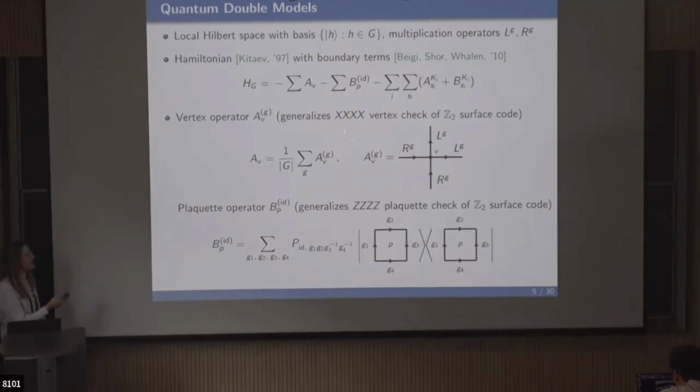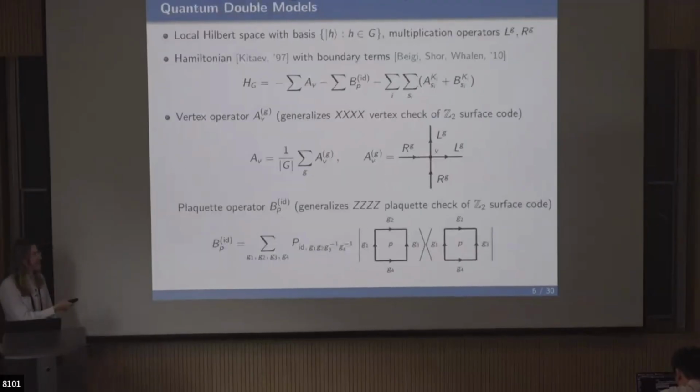Now, the vertex terms are like this. They generalize the XXXX check. But now we have left and right multiplication operators for the group elements. And then the BP terms generalize the ZZZZ checks. In this case, they basically take the product of group elements with their orientation, and we project it onto the identity. So in gauge theory language, this imposes trivial charge, and this imposes trivial flux. And furthermore, we will consider codes on manifolds with boundaries. So one must also have these boundary terms.